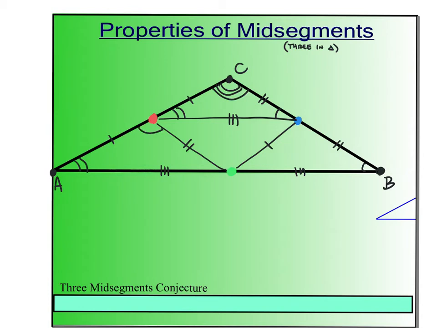This angle would be the same as this angle, corresponding angles. And the angle located here at angle B would be the same as this angle located here, also by corresponding angles. And then if we used the other parallel lines conjecture with AC and green to blue, we would see a very similar relationship right there.